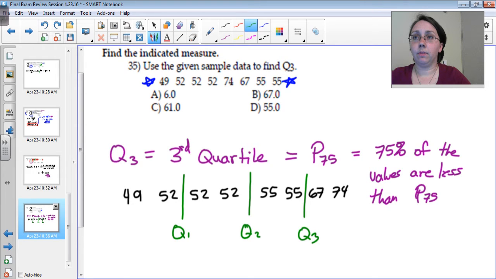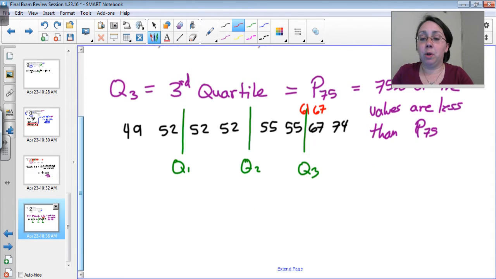Good? Does anybody know which of the answers is the answer? Okay, see, that's the issue. We have two possibilities, don't we? If you look at the answer choices, there's two different values that could be the answer. You agree? 61 and 67 both have 75% of the data values less than it. So this is where you have to go back to the book and say, how does the book define the data value? And to do that, we do what's called the locator. K divided by 100 times N.